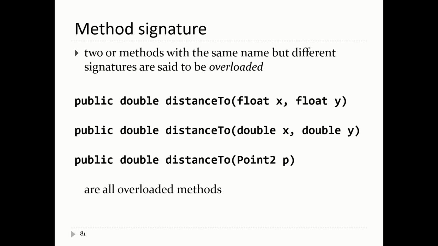If you have two methods with the same name but different signatures, Java says that those methods are overloaded. So here I've got three methods called distance2. Their parameter lists are all different: float, float, double, double, and Point2. So that's three different methods with three different signatures, and I could put all three into the class if I wanted to. Presumably distance2 calculates the distance between the point and another point x, y, or another point p. So you could add all three of these methods to the class, and that would be fine. And in Java, it's quite common to see a class with several different methods all having the same name.